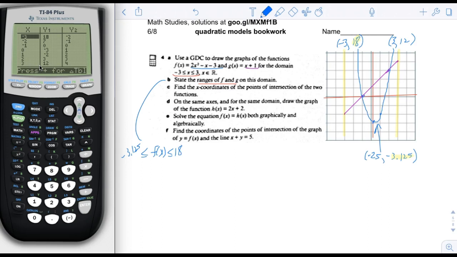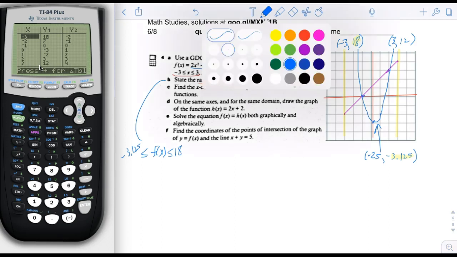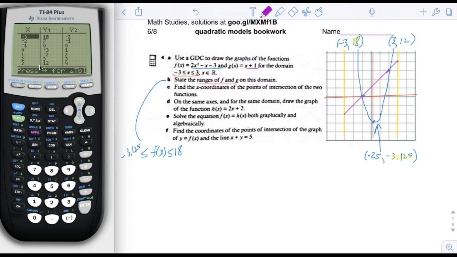Okay. Now, what about the g function, which is the purple line? So the g function ranges between negative 3, negative 2, and the max value is 3, 4, so 4. Okay, so those are the ranges of f and g. Now it wants to find the x-coordinates of the points of intersection of the two functions.